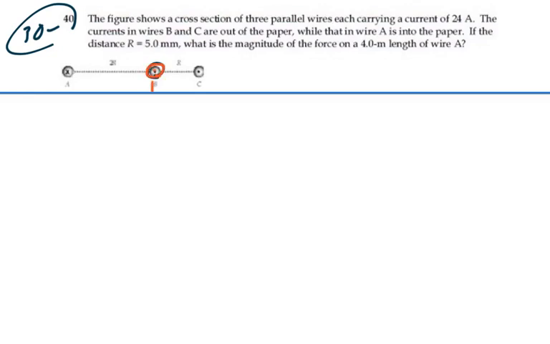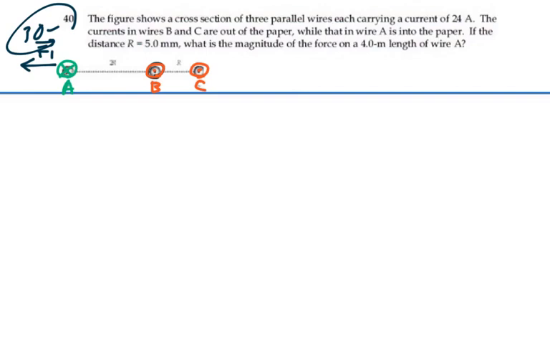Alright, so we have two wires, B and C, where the currents are coming out towards you. And we have a third wire, A, where the current's going into the page. If the currents are going the same direction, the force on them is attractive, but if they're going opposite directions, the force is repulsive. So between B and A, there's going to be a force, called F1, that will be repulsive on both of these wires in opposite directions.